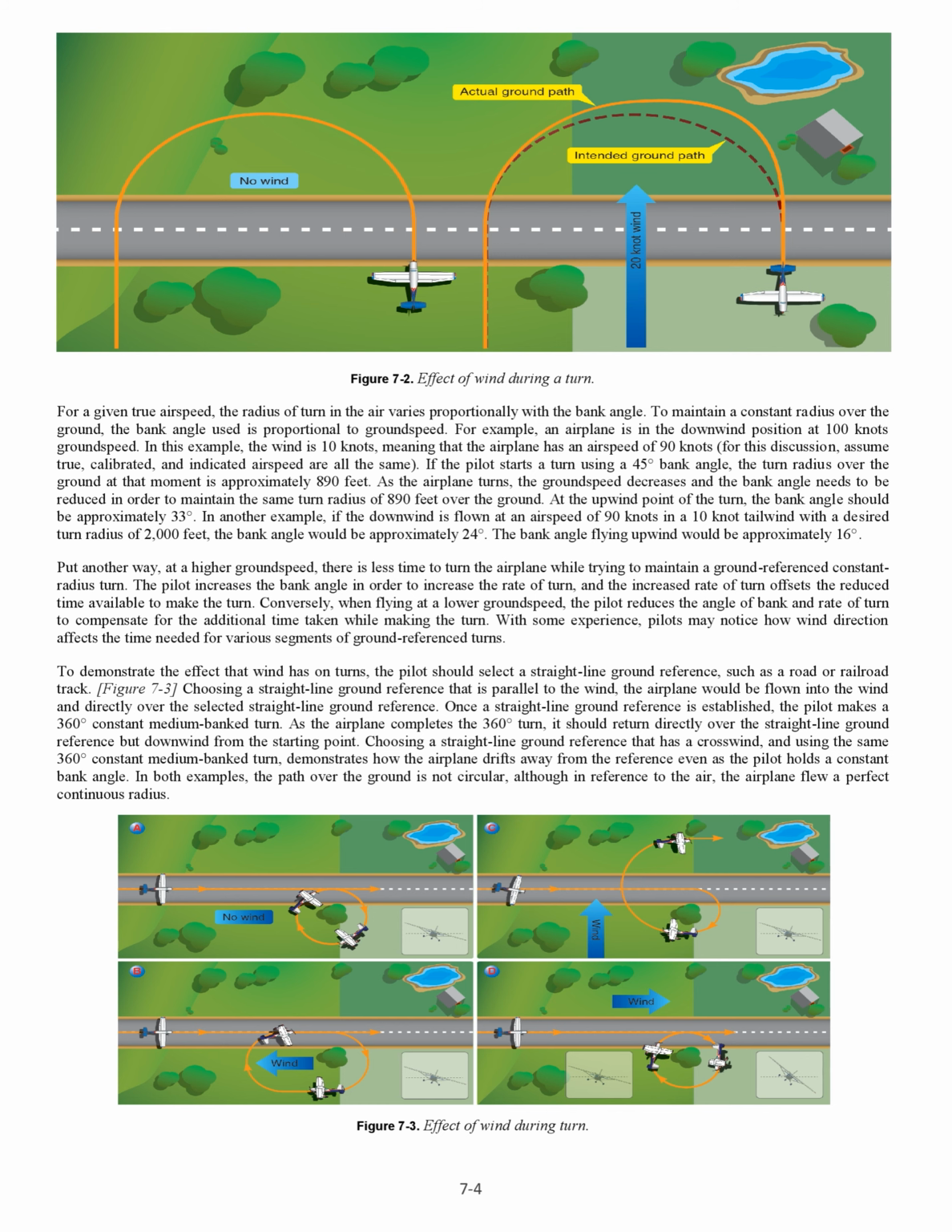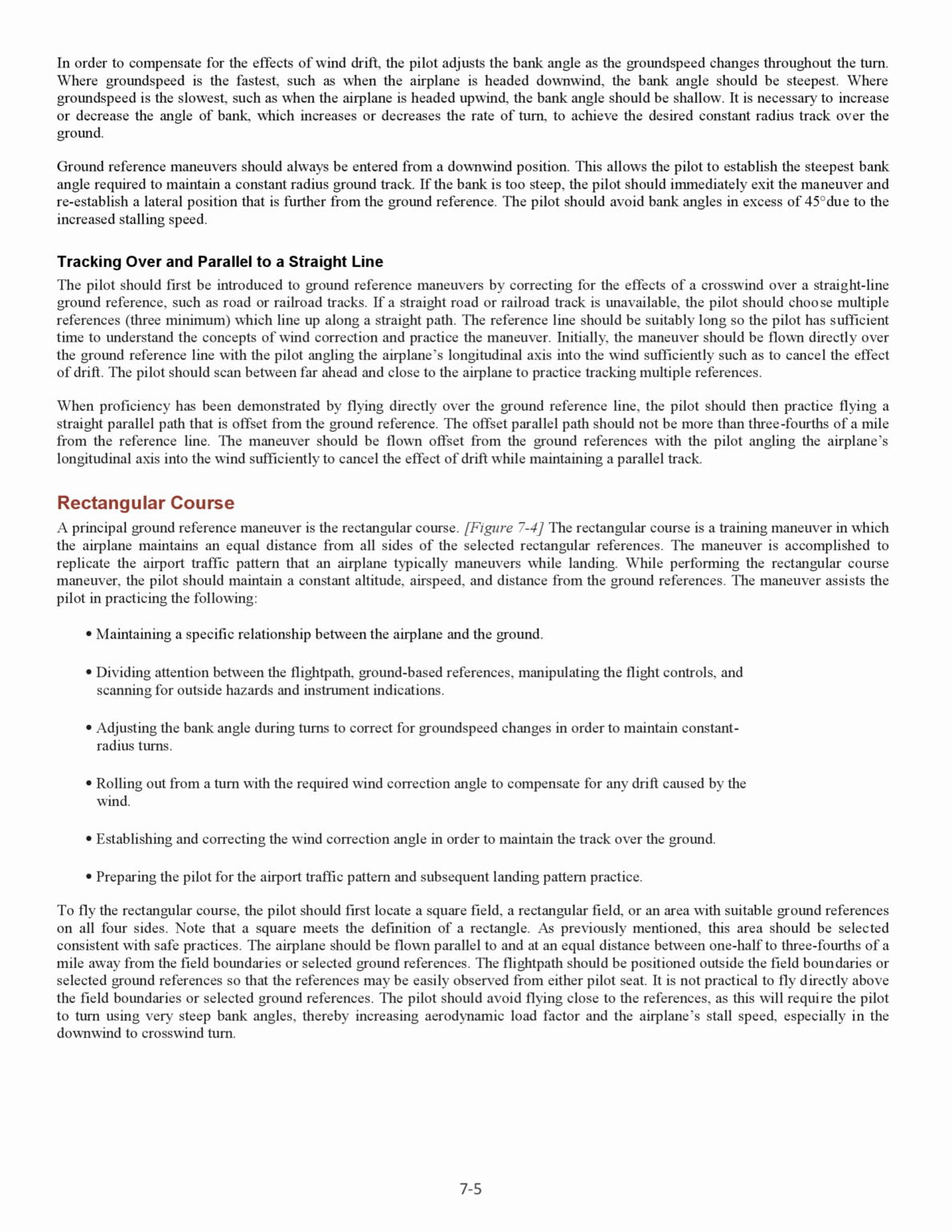Choosing a straight-line ground reference that has a crosswind, and using the same 360 degrees constant medium bank turn, demonstrates how the airplane drifts away from the reference even as the pilot holds a constant bank angle. In both examples, the path over the ground is not circular, although in reference to the air, the airplane flew a perfect continuous radius. In order to compensate for the effects of wind drift, the pilot adjusts the bank angle as the ground speed changes throughout the turn.